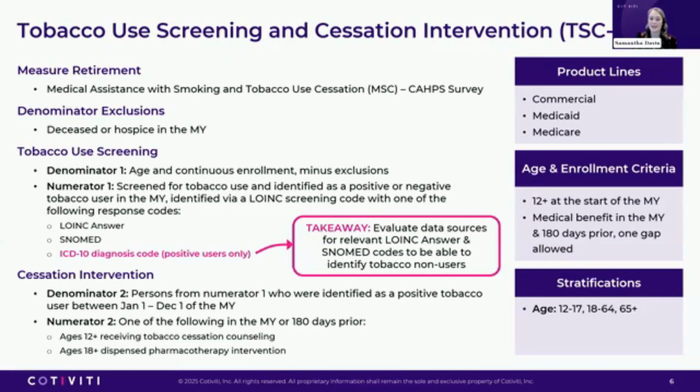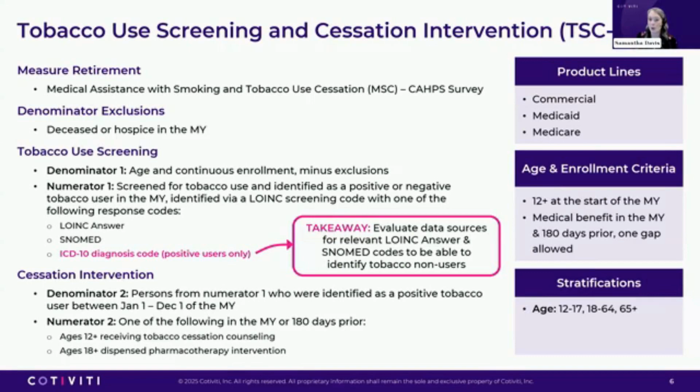The denominator of the cessation intervention metric would be a subset of the members who are compliant for the screening numerator, containing all members who had a screening and were identified as a positive tobacco user between January 1st and December 1st of the measurement year. For those members, they would be considered compliant for cessation intervention if they received one of the following services anytime in the measurement year or in the 180 days prior to the measurement year.